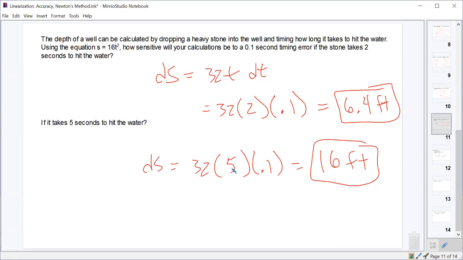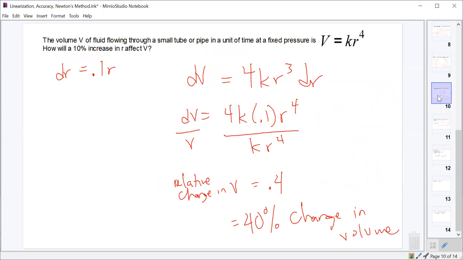So when it asks how sensitive your calculations will be or something like that, it's asking for the dS or whatever that value is. Yep, it's asking for how much off you could potentially be if you had a timing error of 1/10 of a second. The difference between that and this is how much an increase affects the actual value of our V in terms of percentage. So since we were given this in a percentage, we want to put it back out in a percentage.